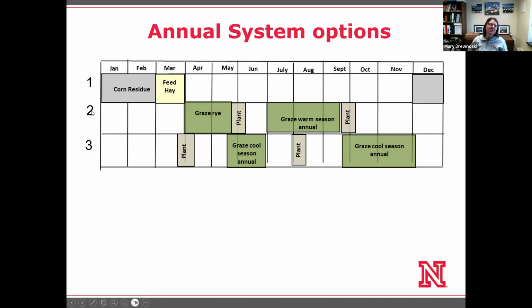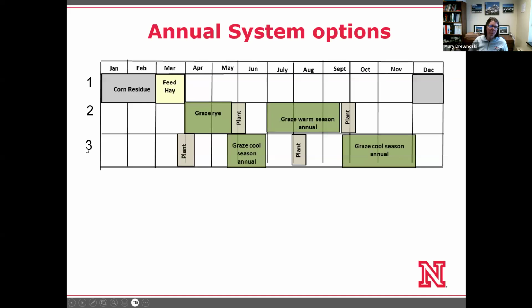So in this particular system, let's look at field 2 here. We have planted rye in September, and then we have come in and we're grazing it in April and May. And then we are going to plant a warm season like Sudan grass. It's going to grow for 45 days or so, and then we're going to start grazing it in the summer. But we have some gaps, right? So during the time that the warm season is growing, here in June and late May, we're missing some grazing.